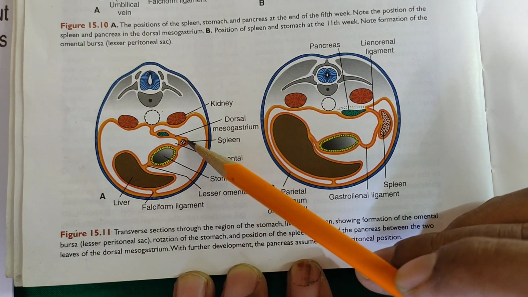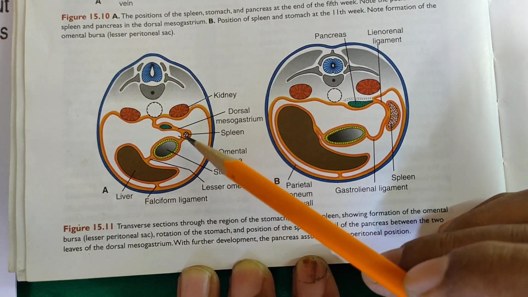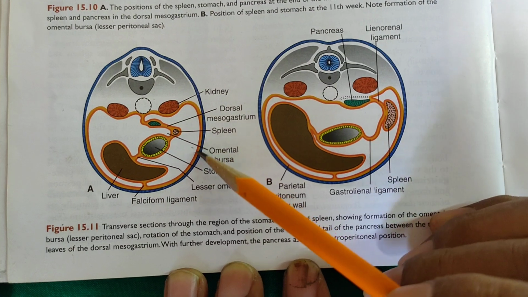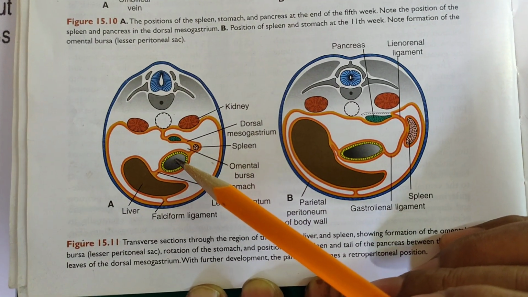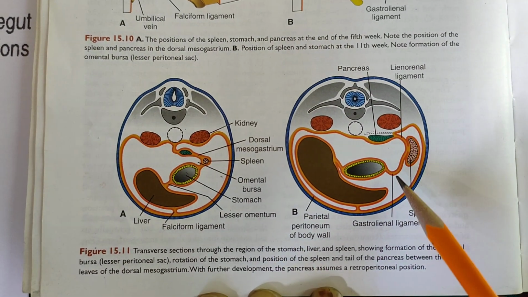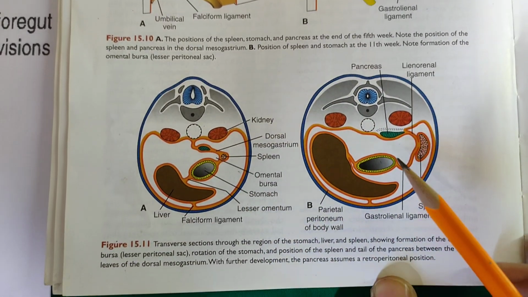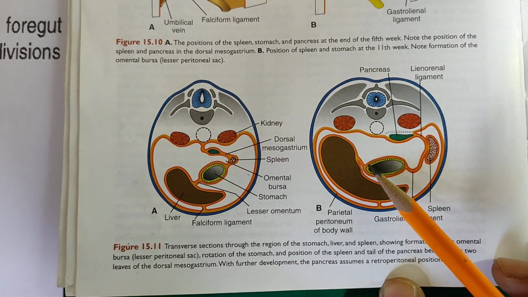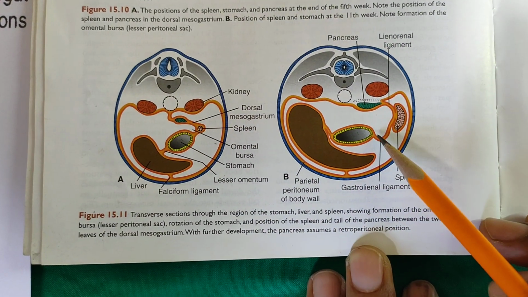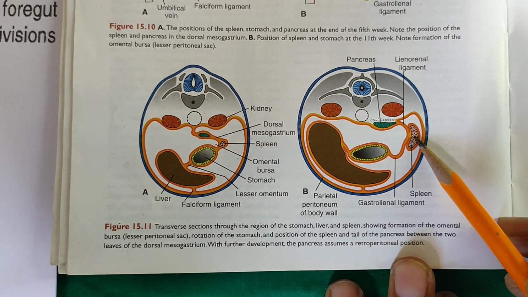Then this is the spleen. The spleen is developing in the left lip of the dorsal mesogastrium towards the left side. Due to this growth, the liver towards the right side and the spleen towards the left side will rotate the stomach 90 degrees in a vertical axis. So this is the 90 degree rotation of the stomach. The original anterior surface will go towards the right side and the original posterior surface will come towards the left side. This is the developing spleen in the dorsal mesogastrium.